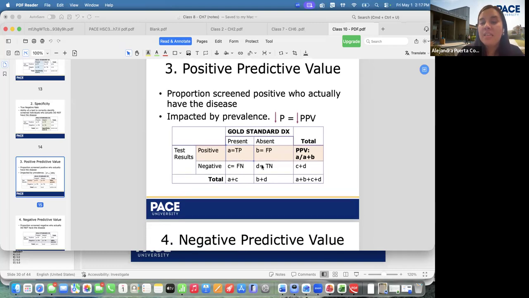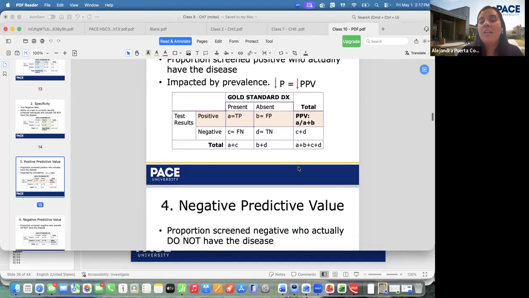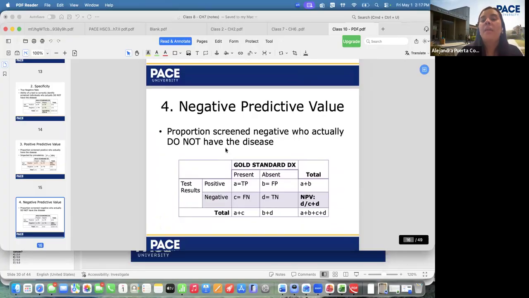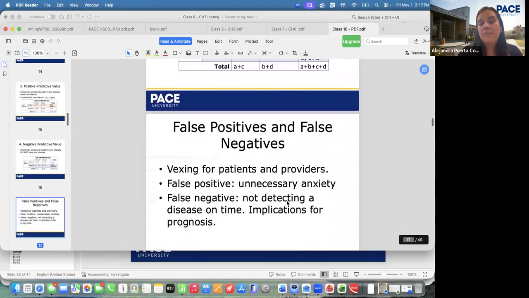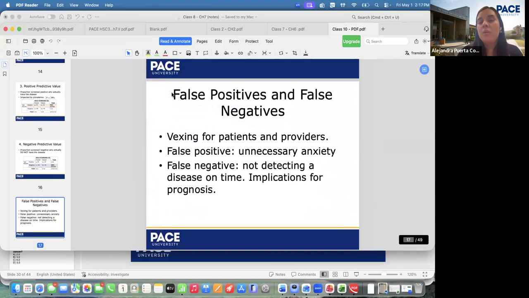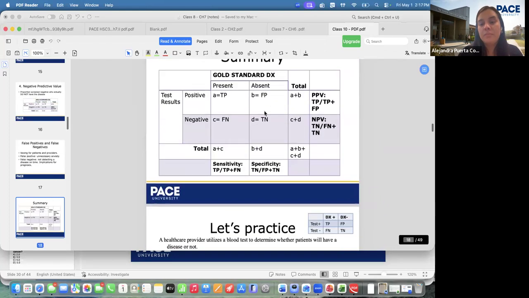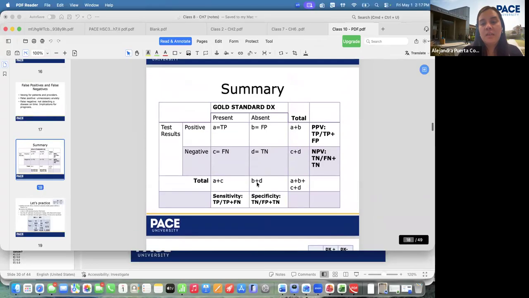But if I have a low prevalence, that means that I have a larger number of negatives, right? So my negative predictive value will go up. What is a negative predictive value? The proportion screened negative who actually do not have the disease. So it's going to be my true negatives divided by all the negatives in the test result, because it's within my test that I'm comparing to, right? Okay. What I want to do is decrease the number of false positives and false negatives, right? And then this is a summary.